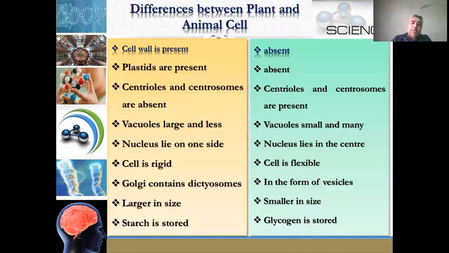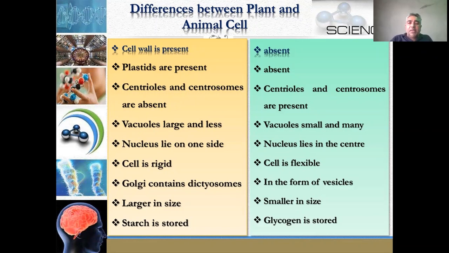Then the difference between plant cell and animal cell, you know very well. In plant cell, cell wall is present, plastids are present, centriole and centrosome are absent. Vacuoles are large and few, nucleus lies on one side. Cell is rigid due to the presence of the cell wall. Golgi apparatus contains dictyosomes which help in the cell wall formation. Plant cell is larger in size and starch is the stored food.